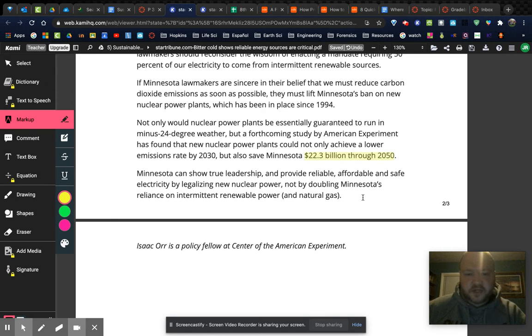Minnesota can show true leadership and provide reliable, affordable, and safe electricity by legalizing new nuclear power, not by doubling Minnesota's reliance on intermittent renewable power and natural gas.